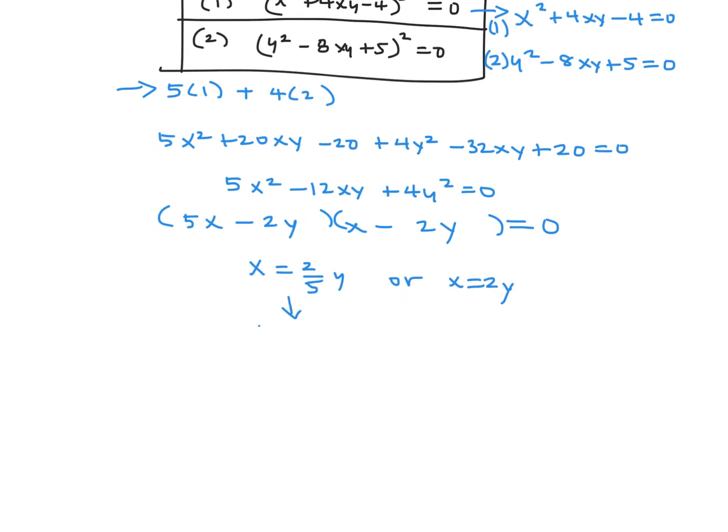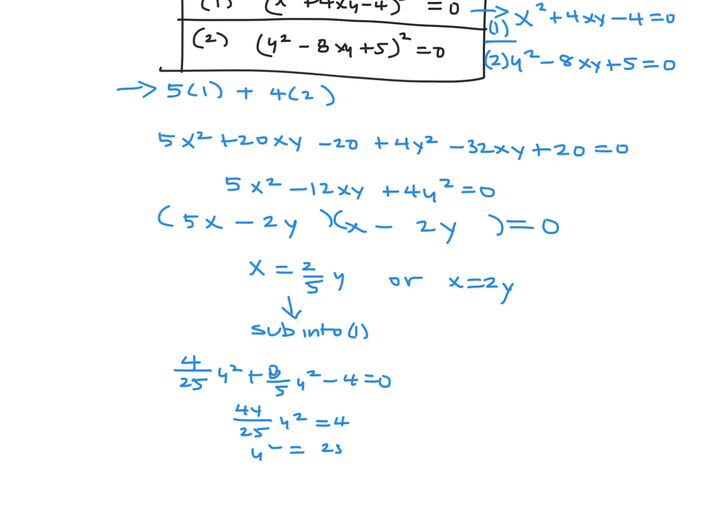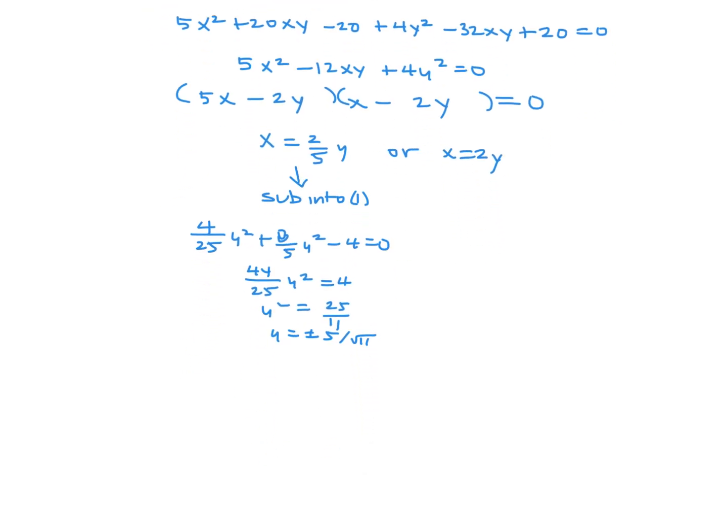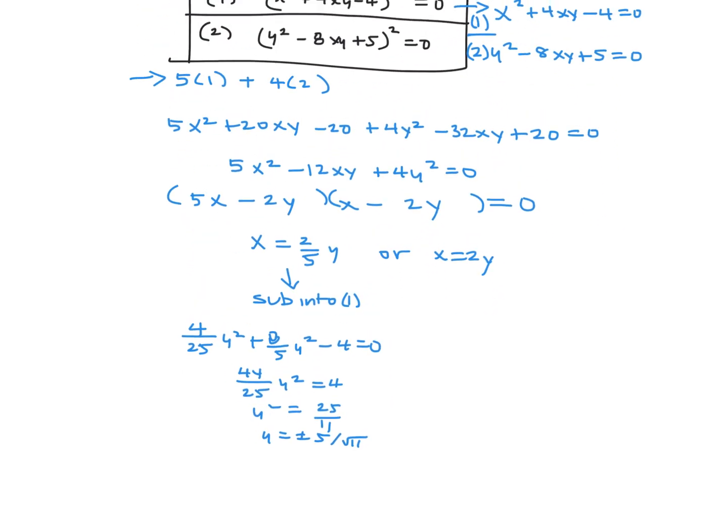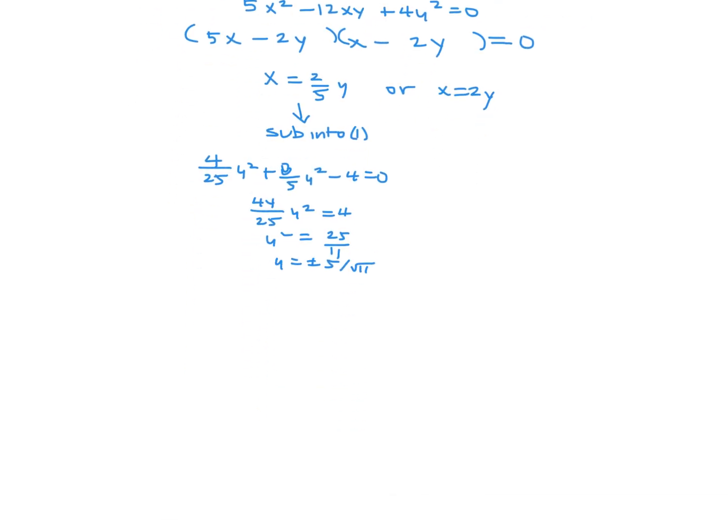If I take this and sub it into 1, this is equation 1, remember, I will get 4 over 25 y squared plus 8 over 5 y squared minus 4 is equal to 0. So 44 over 25 y squared is 4. Y squared therefore would be 25 over 11. And therefore y would be plus or minus 5 over root 11. And then you substitute it back into 1 to get the value for x, and x would therefore be plus or minus 2 over root 11.